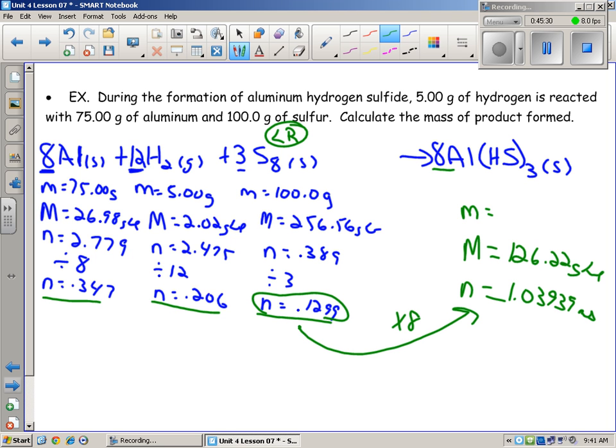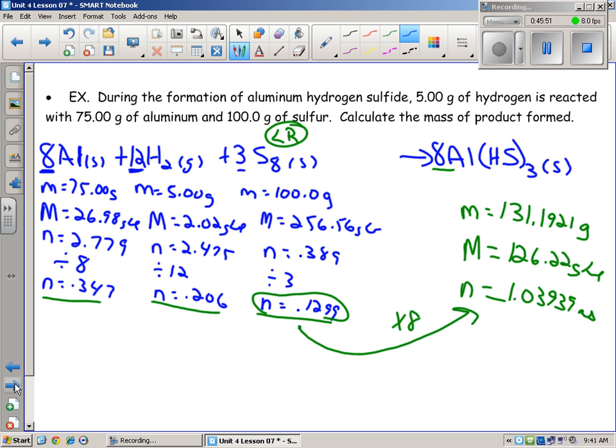Let's times that by 1.039392994, and all said and done, I get 131.1921 grams here.